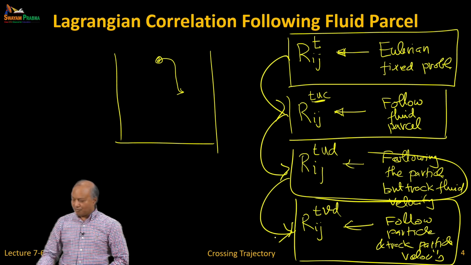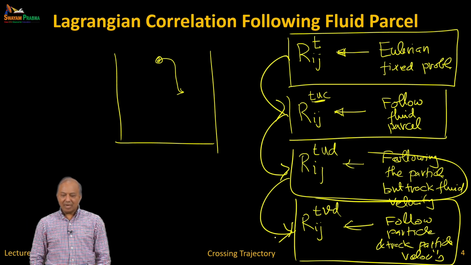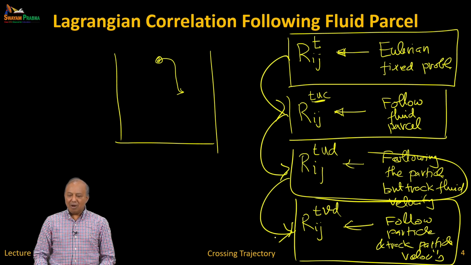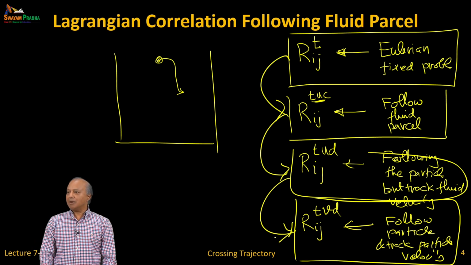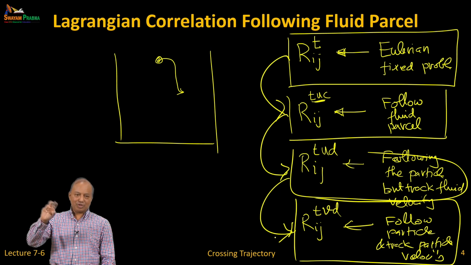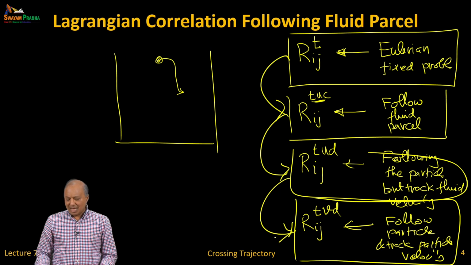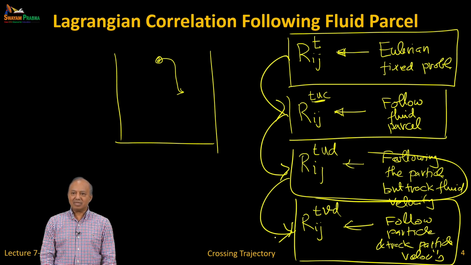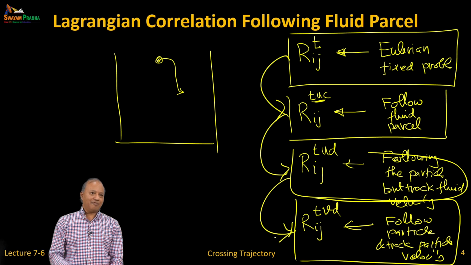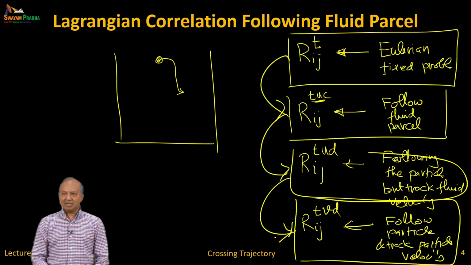If you want to use a Langevin model, you will use some model for the time scale, some model for the fluctuating velocity. There are a lot of details there, but I am just trying to give you an idea about how people go about developing these models. And I will tell you the final answer in the next lecture.